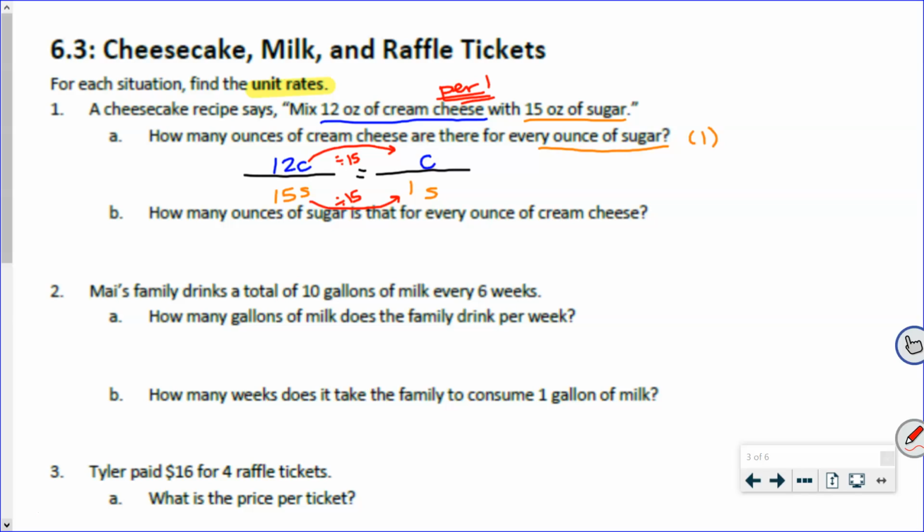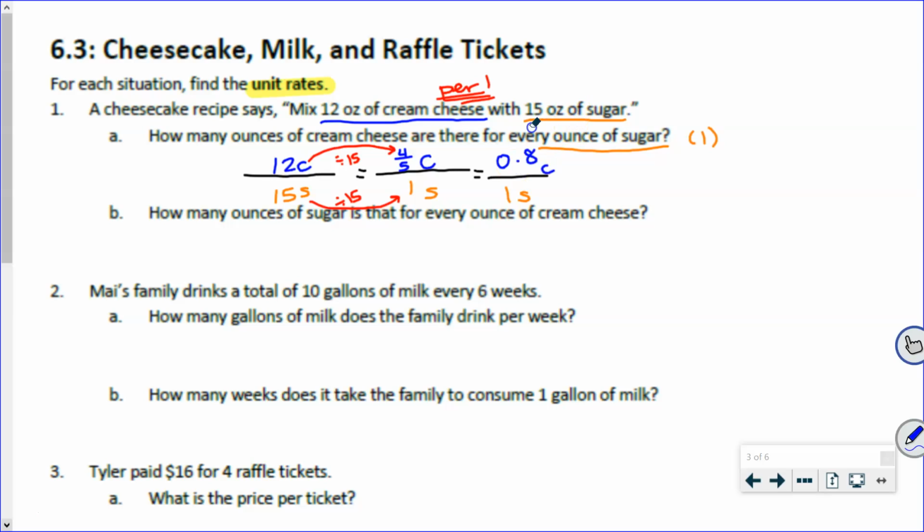And 12 divided by 15, there are two different ways that we can answer this. One way is the fraction 4/5. I prefer fractions, and you'll see why in just a second. So 4/5 is 12 divided by 15. If you want to write 4/5 as a decimal, you can, and that will be 0.8 ounces of cream cheese for every 1 ounce of sugar.